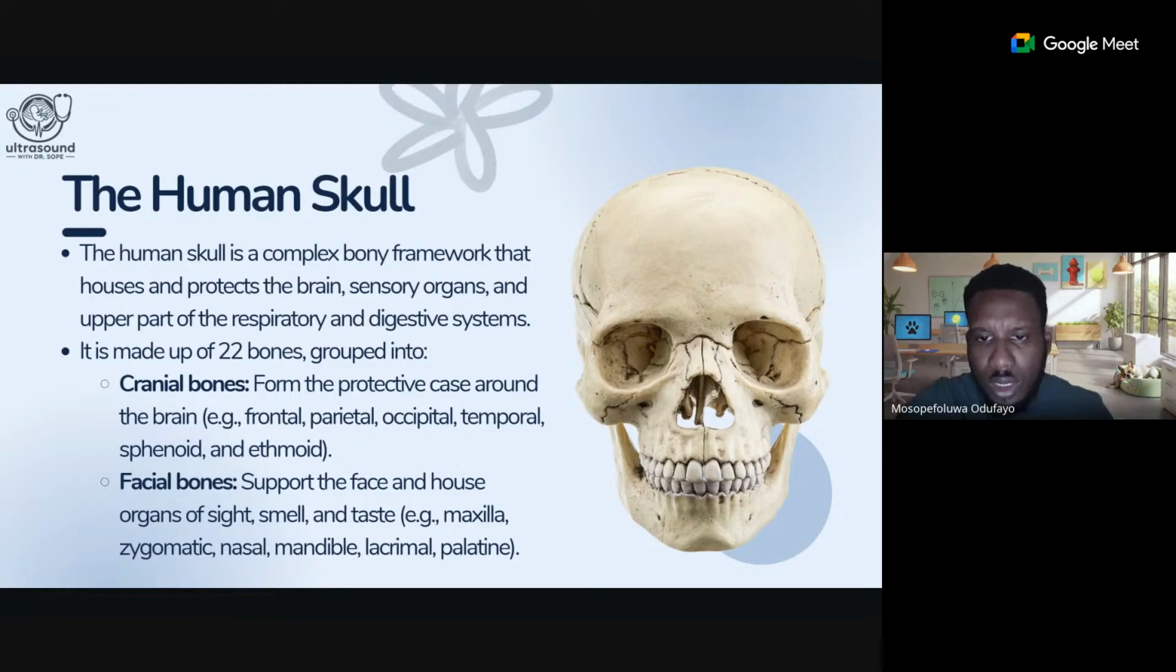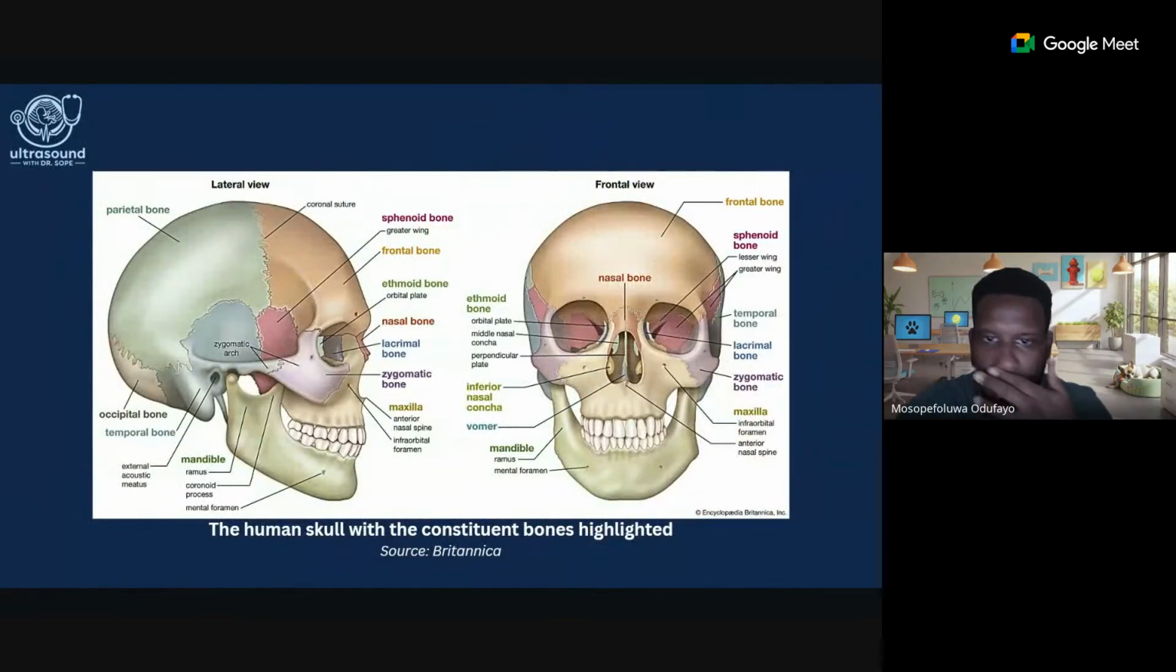Some appear in the diagram, some do not. We can see here all of these bones shown in this diagram, from the parietal bone on the lateral view to the sphenoid, the frontal bone, the zygomatic bone, the maxilla, the nasal bone, the lacrimal bone, the occipital bone, the temporal bone, the mandible, and the ethmoid bone. All of this makes up the skull, as you can see.